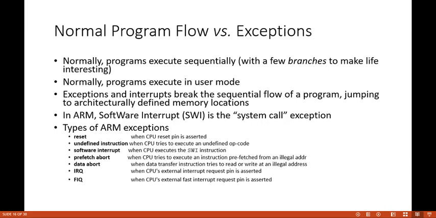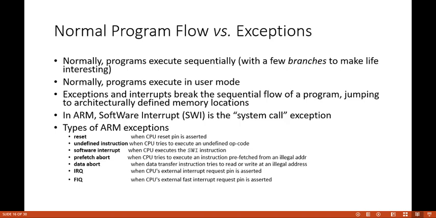So in normal execution, the program executes in user mode. When exceptions or interrupts occur, the program jumps to different memory locations. Those are architecturally defined, like the vector table. We are going to a different thing. Like in the case of Corona, we have switched to online lectures. This is called an exception. Similarly, in the case of ARM7, it is going to jump to particular memory locations. In ARM, software interrupt is the system call exception.